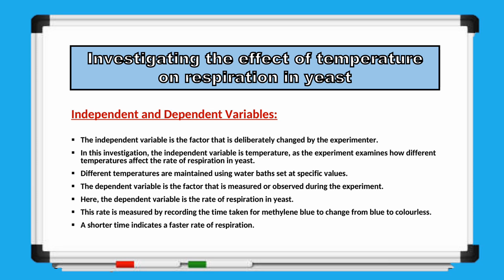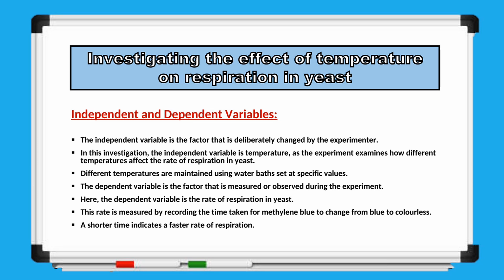Now, let's look at the independent and dependent variables in this experiment. The independent variable is the factor that the experimenter deliberately changes. In this investigation, it is temperature, as we are examining how different temperatures affect the rate of respiration in yeast. These temperatures are maintained using water baths set to specific values.